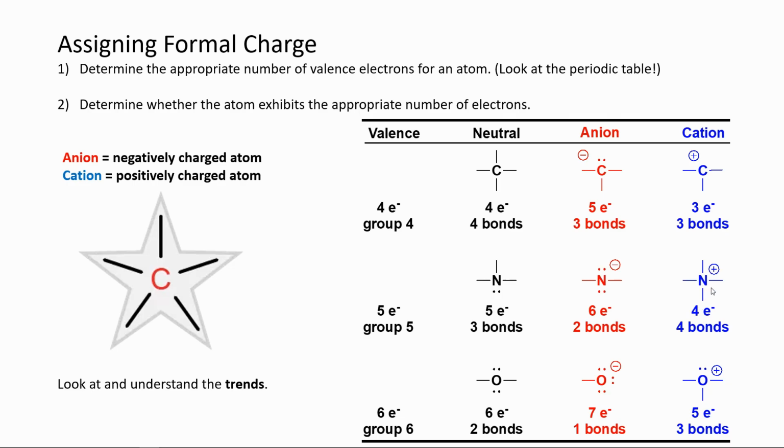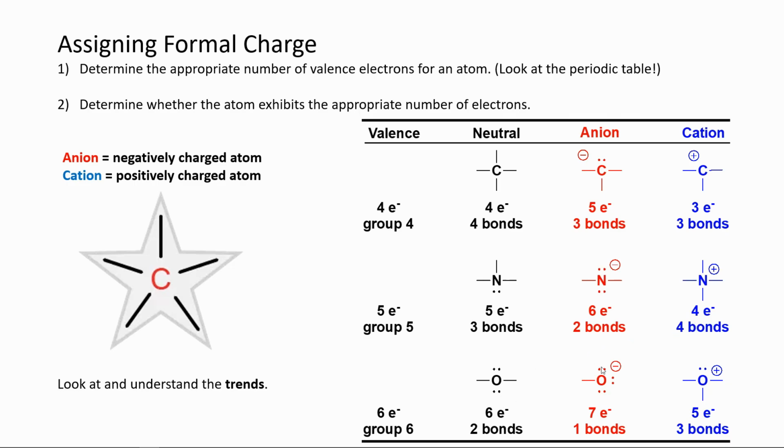If we look at a positive cationic nitrogen, we're going to have 4 bonds, each of which has 1 electron that counts towards its formal charge, and so comparing that to its valence, it'll end up being net positive. And we can look here at the trend, right? The number of bonds for nitrogen, neutral, it's making 3. Anionic, it's making 2 bonds. Cationic, it's making 4 bonds. So 1 less for anionic, 1 more for cationic.